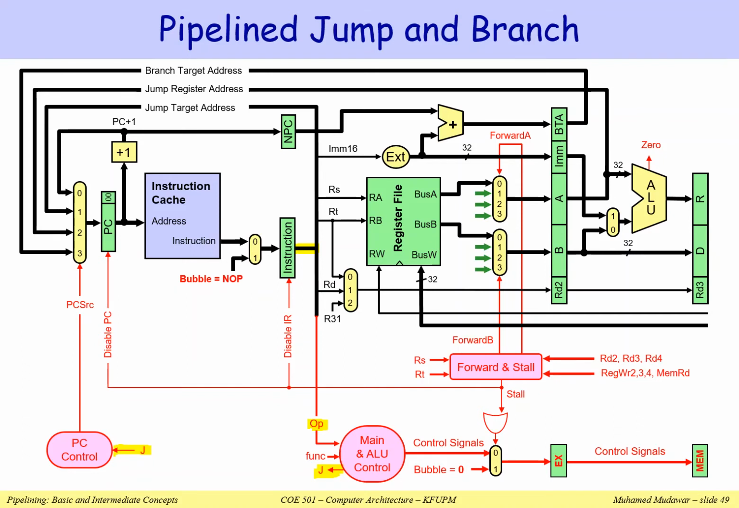What will happen here is that we have to extract the jump target address from the jump instruction. It is just a 26-bit address. This address will be used to update the PC. So this jump target address is connected to input 1. PC source has to select input 1. Therefore, we are going to update the PC according to the jump target address, and this is how the jump will take place.